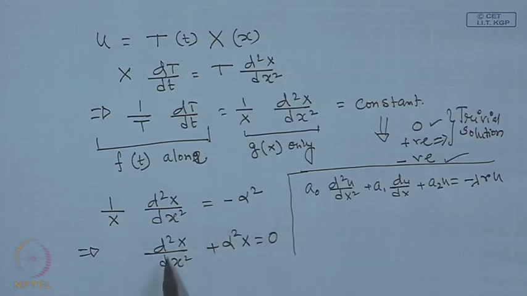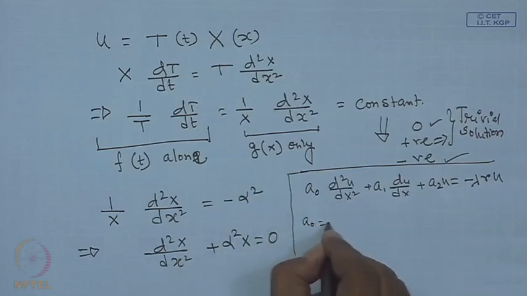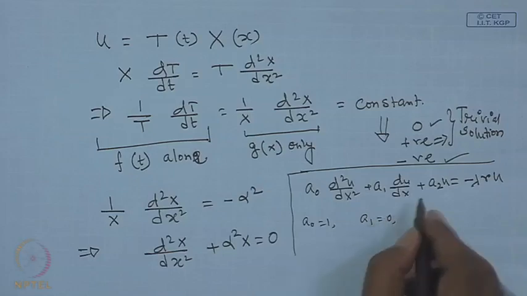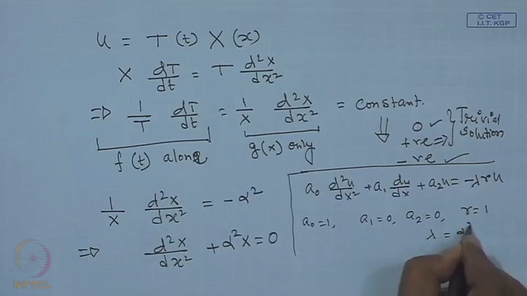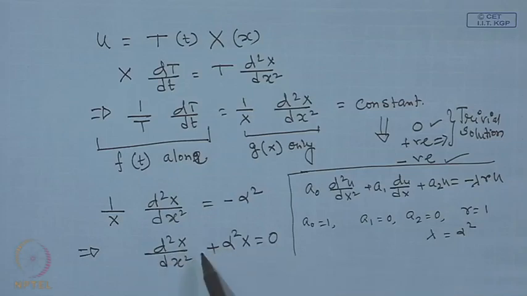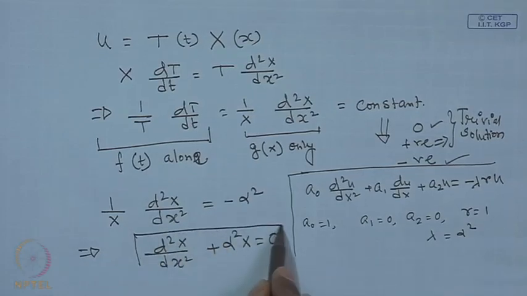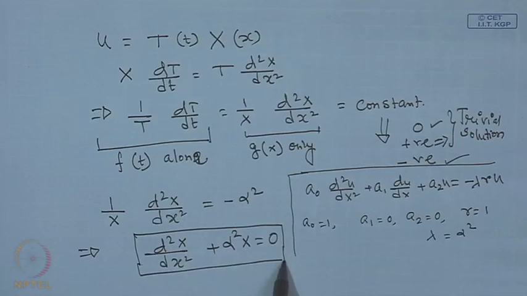Now, this equation is a special case of the Sturm-Liouville problem, because in this case a0 is equal to 1, a1 is equal to 0, a2 is equal to 0, r is equal to 1, and lambda is equal to alpha square. Under this condition, the generalized Sturm-Liouville problem boils down to this equation. So, this equation is also a Sturm-Liouville problem.